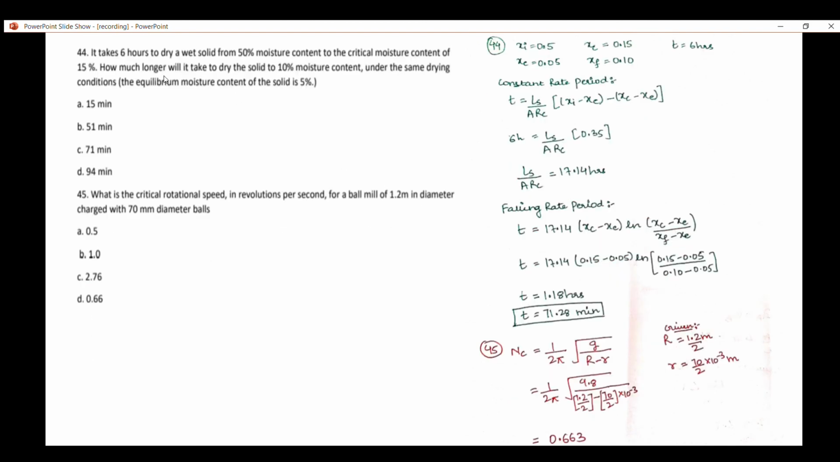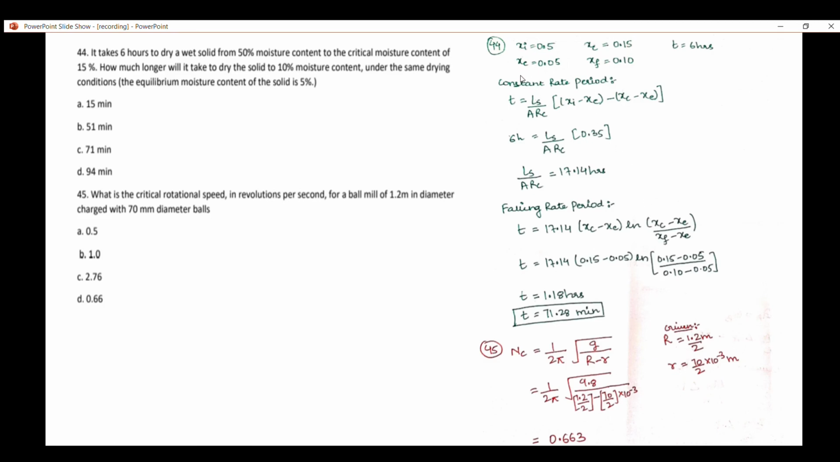So it takes 6 hours to dry a wet solid from 50% moisture content to the critical moisture content of 15%. How much longer will it take to dry the solid to 10% moisture content under the same drying conditions? We know that the drying curve consists of a constant rate period and a falling rate period. So we can make use of both the relations of constant rate period and falling rate period.